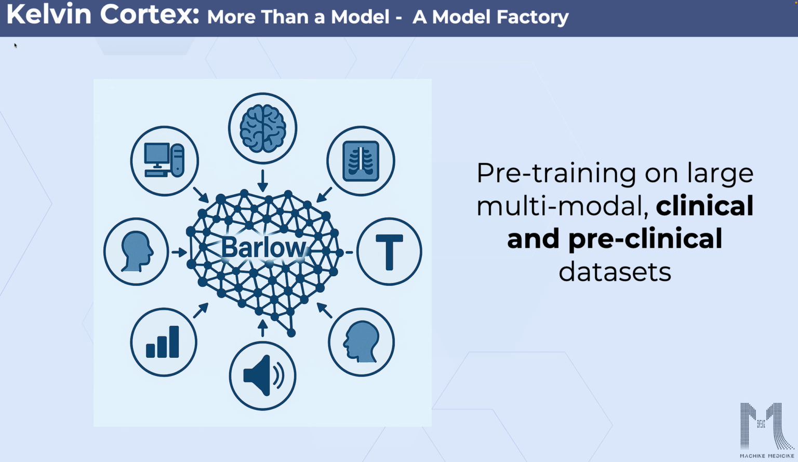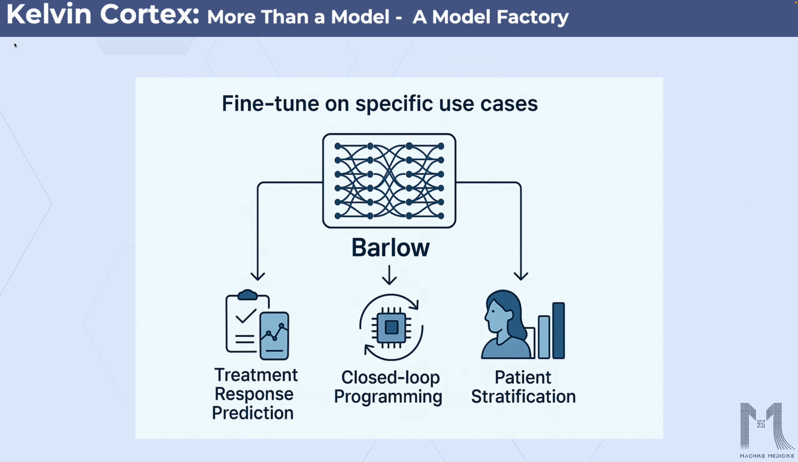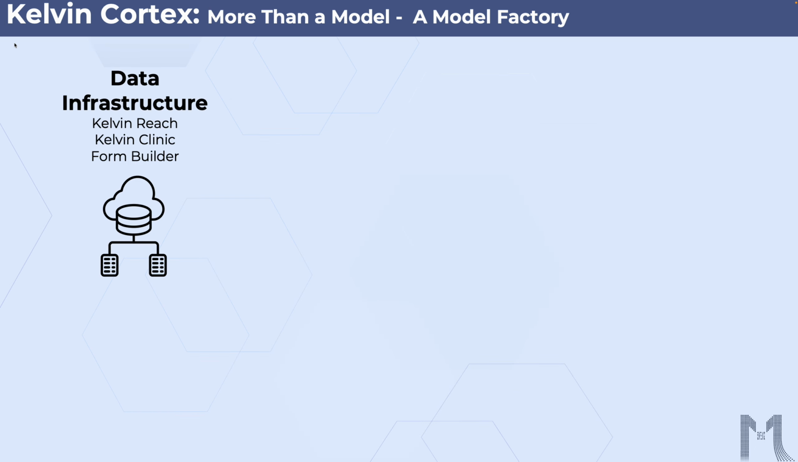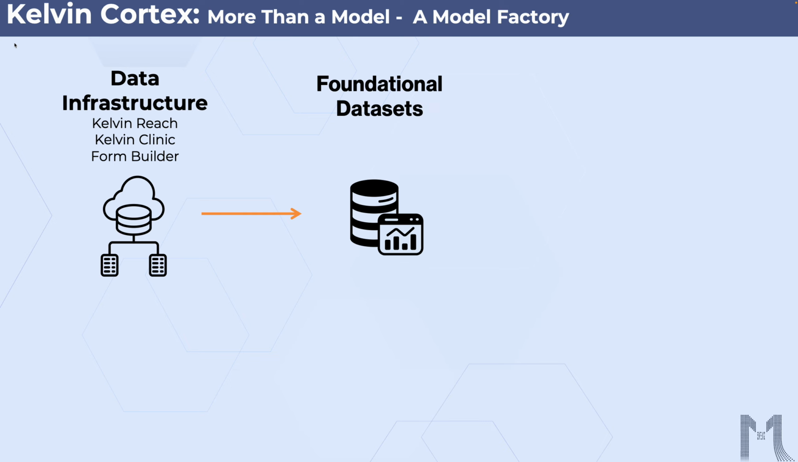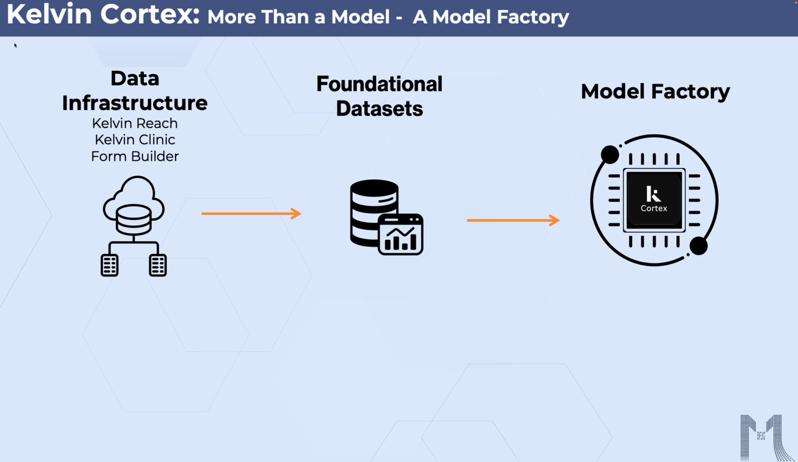But the idea is that it's pre-trained on large multimodal data sets, and then can be put to a particular use. And that's the fine-tuning stage. So we might have patient stratification, closed-loop programming, treatment response prediction. These are just some examples of applications that we might want to fine-tune Barlow to. So basically, the overall logic is to have this data infrastructure for capture and management in the form of Reach, Clinic, the Form Builder and Kelvin Cloud, to build up these foundational data sets with which we can then build this model factory powered by Barlow, our biobehavioral foundation model.